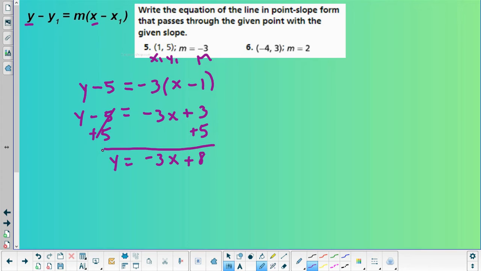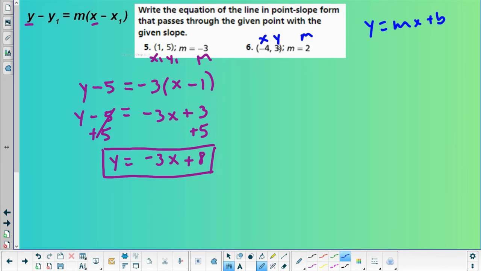So how'd you do? Did you get the same thing? All right, so now this time I'm going to do it the other way. So this one, we only need to know x and y. We don't care about 1s and 2s, and we know this is our m. Okay, so I'm going to substitute it into y equals mx plus b.